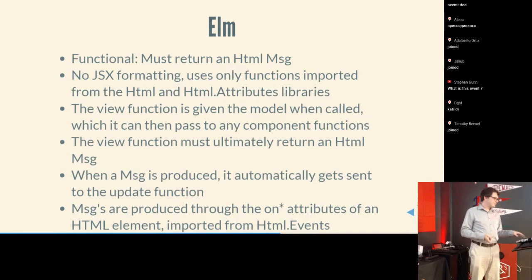When a message is produced, it automatically gets sent to the update function. You don't have to call connect or any of that kind of thing. It just gets produced. Messages are produced through the on-star attributes of an HTML element, imported from the HTML.events library. And on-star is anything: onClick, onInput, onChange. These all will throw off the messages that you give them, as shown in the previous code samples.